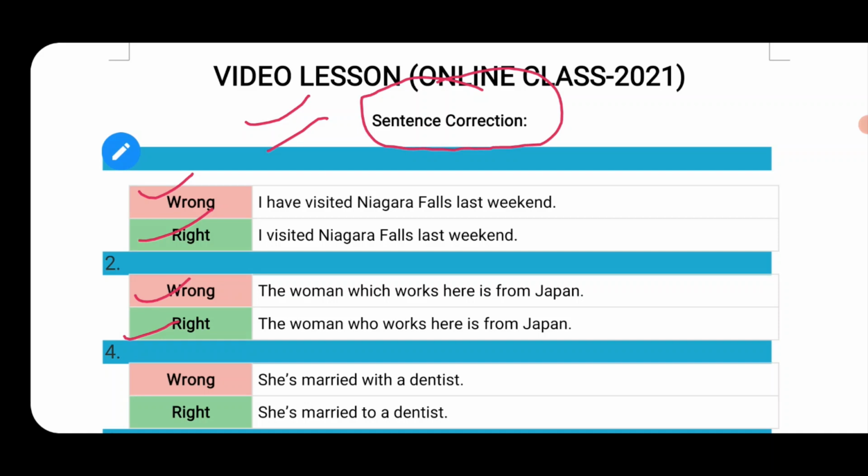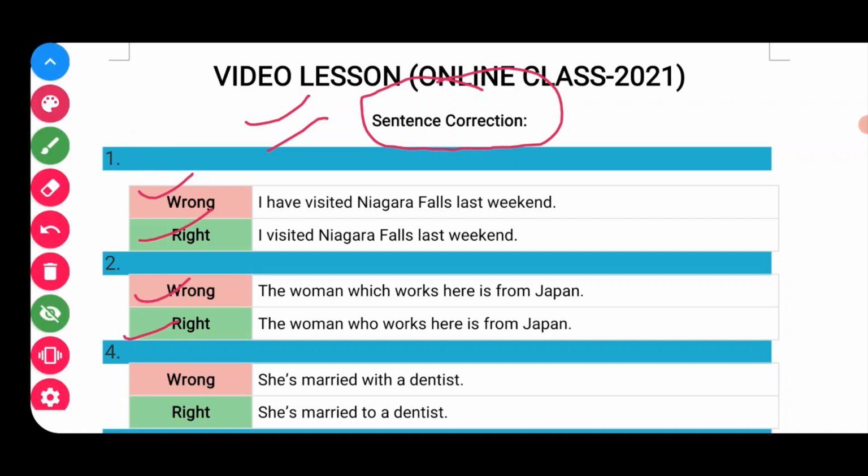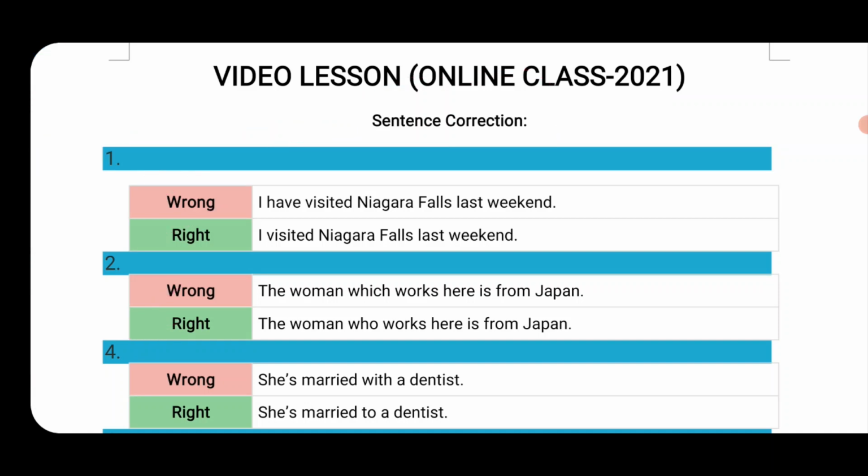Okay. Now, let us see the first sentence. What do we have? The first sentence says the wrong statement. I have visited Niagara Falls last weekend. Now, all of you can see the answer as it is written over here. I visited Niagara Falls last weekend. Now, the verb have disappeared.